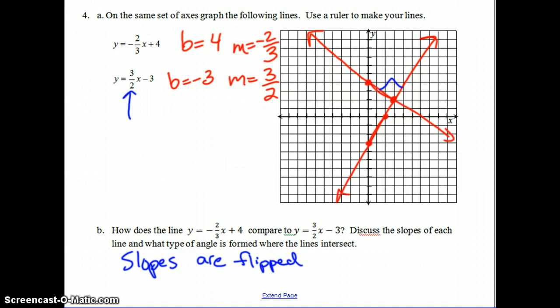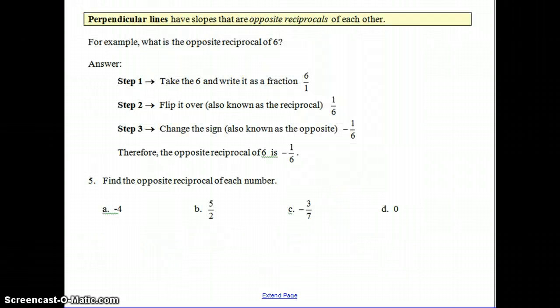And one of them is negative. Okay? So, what that means is when we have perpendicular lines, they have slopes that are opposite reciprocals of each other.